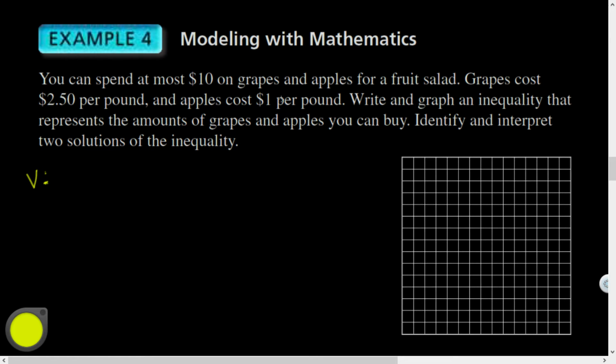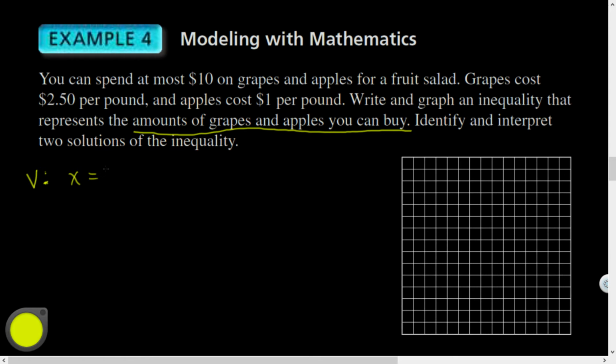It says you can spend at most $10 on grapes and apples for fruit salad. Grapes cost $2.50 per pound. Apples cost $1 per pound. Write and graph an inequality that represents the amounts of grapes and apples you can buy. That sounds like my variables. Identify and interpret two solutions.